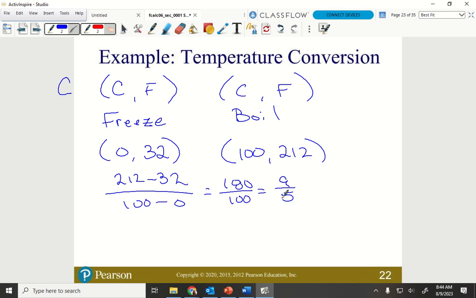Okay, so now let's find a way to put this together. I now have the slope in between this, right? Because these are standard units of measurement, I can now make an equation out of this. So it's 9/5. Now which one do I want to use? Do I use the freeze point or the boil point? Freeze, because it has 0. So let's go ahead and plug that in. So it's going to be y minus 32 equals 9 over 5 quantity x minus 0.